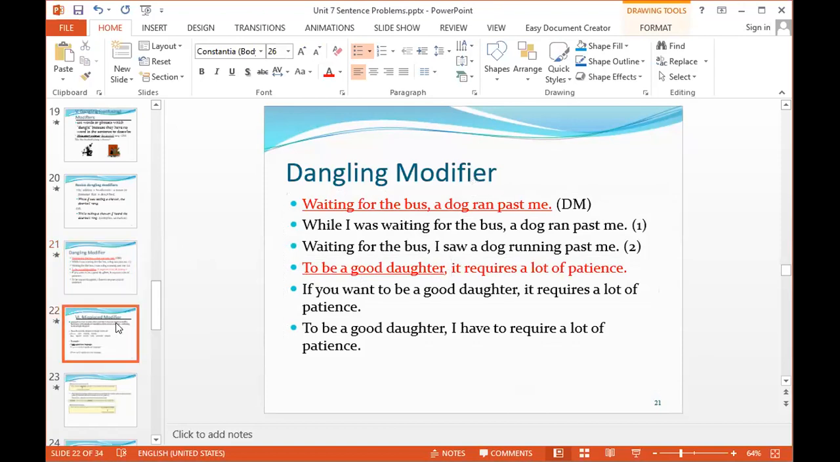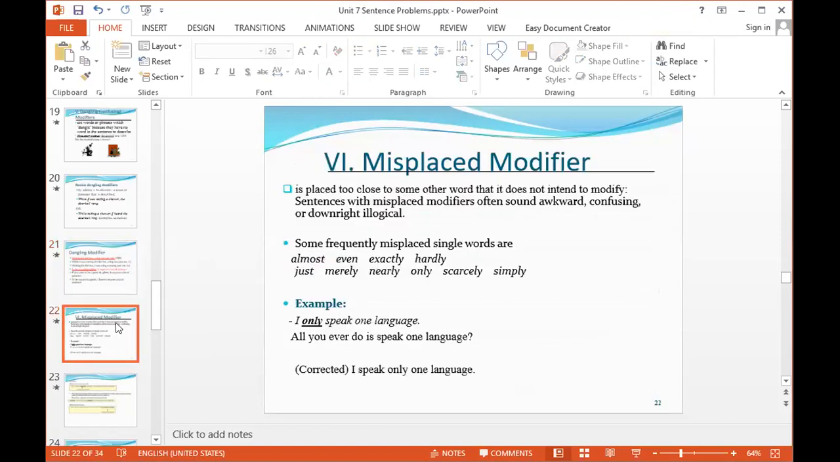Different from a misplaced modifier. The misplaced one is put in the wrong place. Dangling modifiers are modifiers that start a sentence and modify the wrong subject. But a misplaced modifier is put in the wrong place.